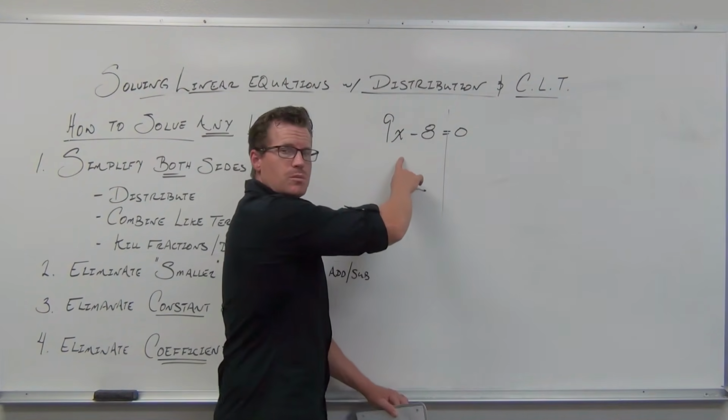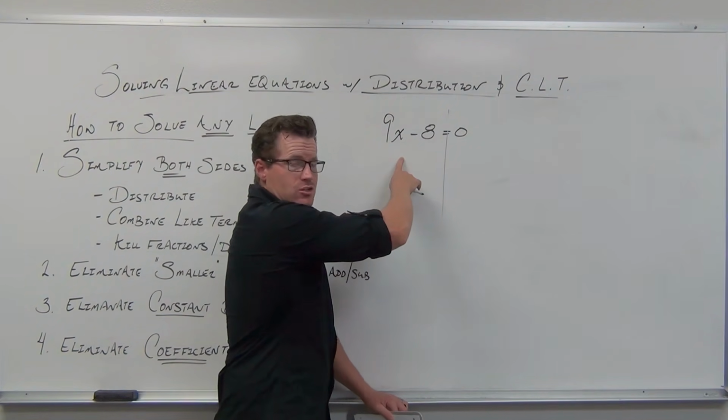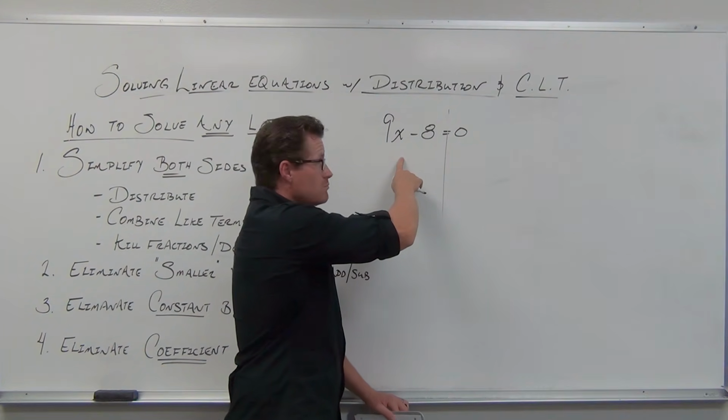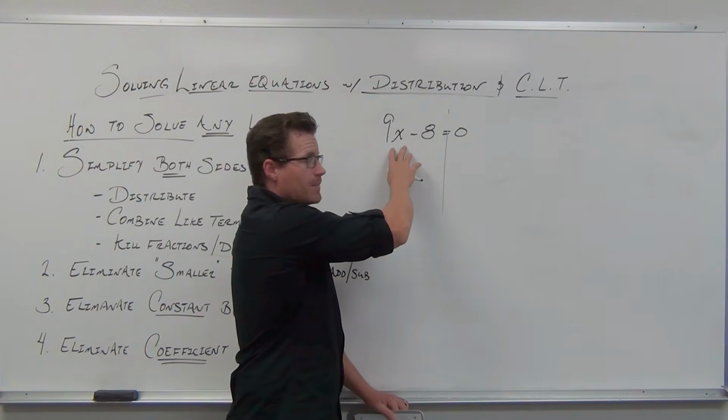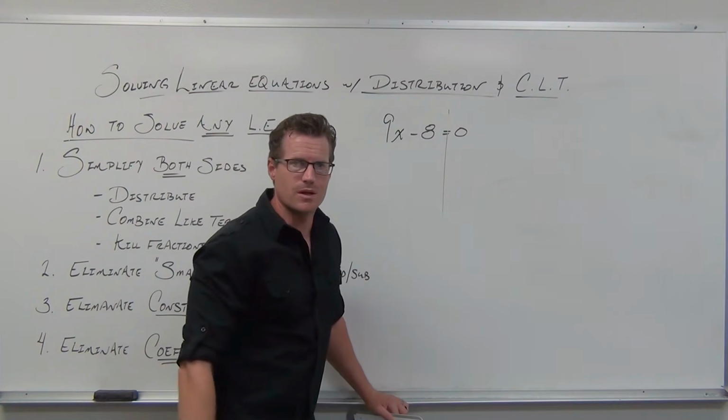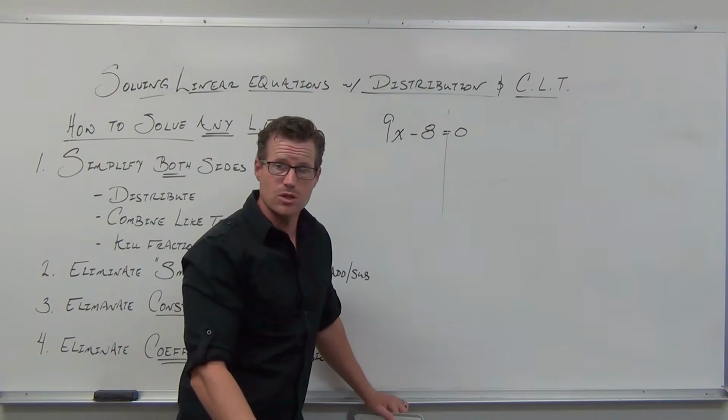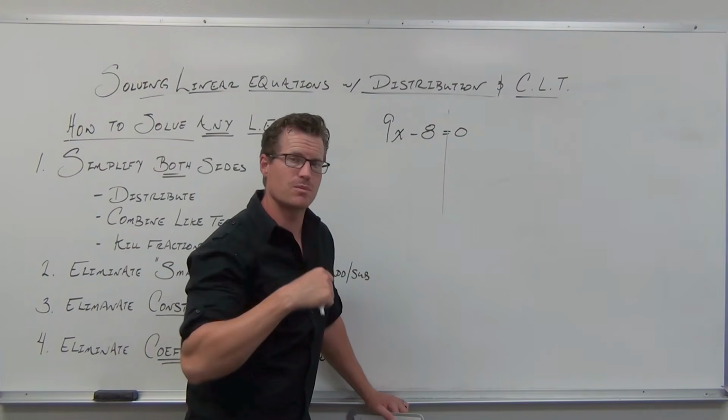Well, that's good news. We have nothing to distribute. There's no parentheses. We have no fractions, that's great. We have no like terms, so there's nothing to combine. The left side's completely simplified. The right side, well, there's only one term there. That's automatically simplified, so we're good. Step 1 is accomplished. We've simplified both sides.